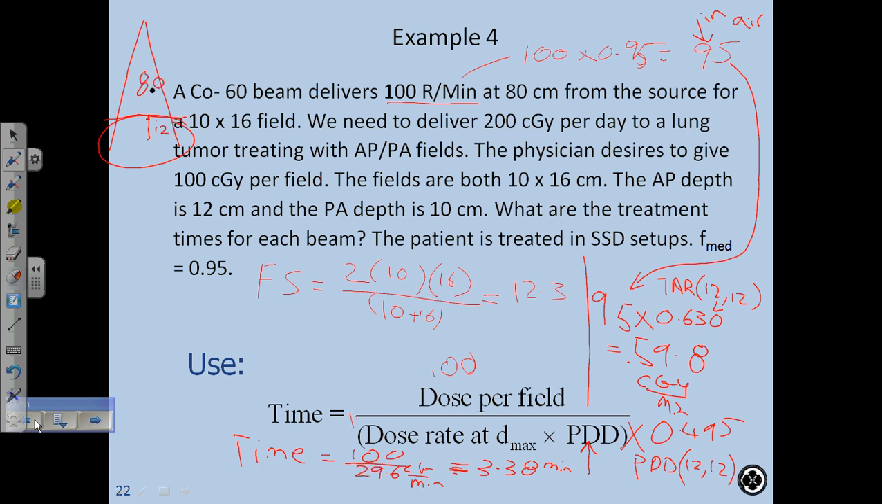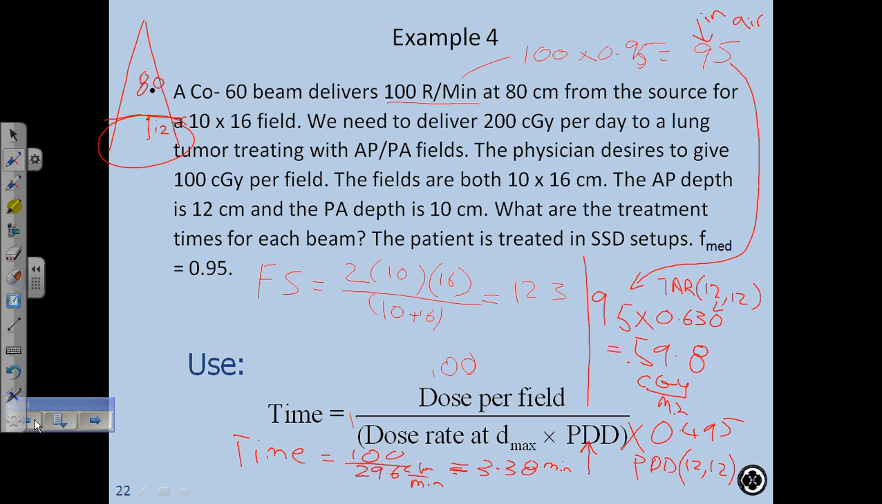See, the thing with the TAR, what FMED doesn't consider that TAR does, TAR considers all the scatter that's going on. FMED does not consider any scatter. And FMED doesn't know how deep it is. Okay, so TAR considers the depth too. So FMED just converts roentgen to centigray in air. You have to think of it as in air. It doesn't know about scatter, it doesn't know about depth.